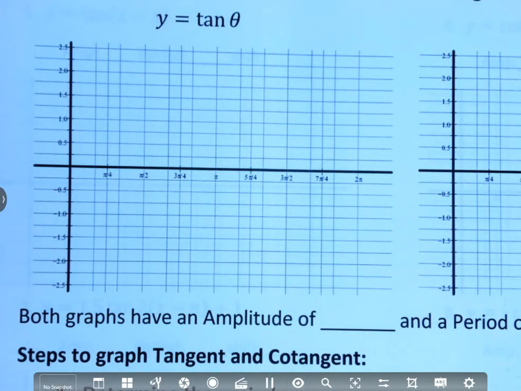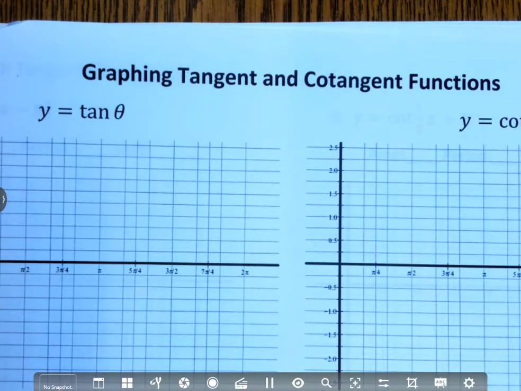So if you've got your unit circle, or if you've got that sucker memorized, which is even better, let's take a look and think about what tangent is.